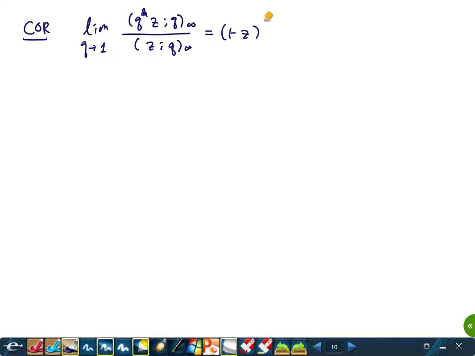Okay, and also a corollary: we have this limit as q approaches 1. You can write q raised to a. Proof: we know 1F0. This actually follows from the q binomial theorem, because we can always obtain a hypergeometric series from a basic hypergeometric series.